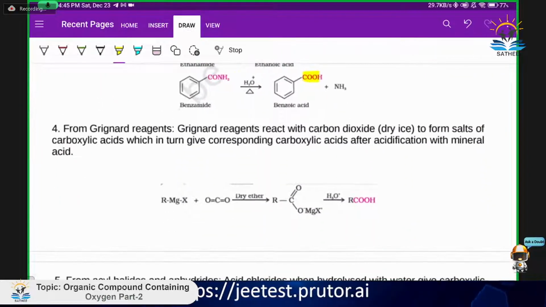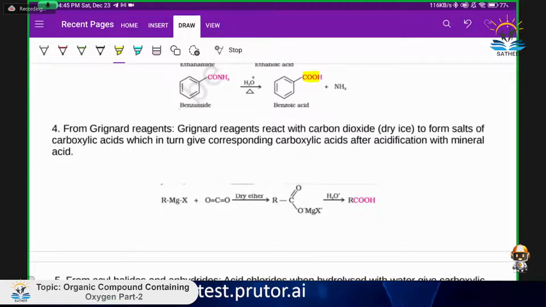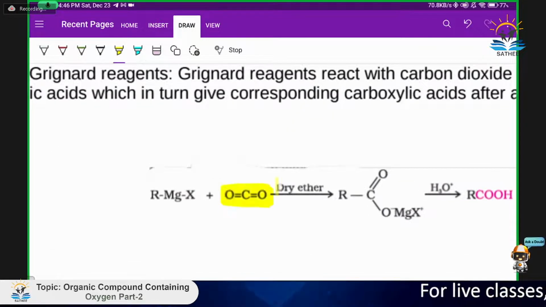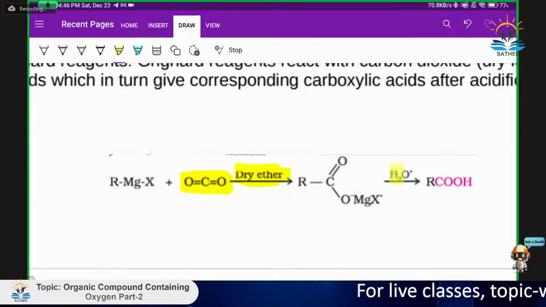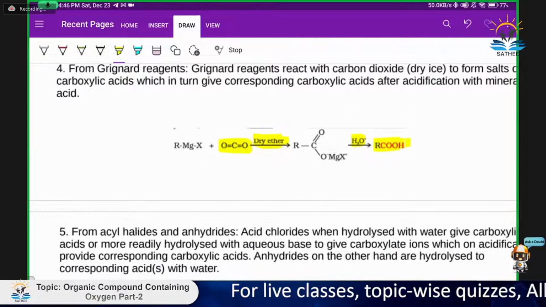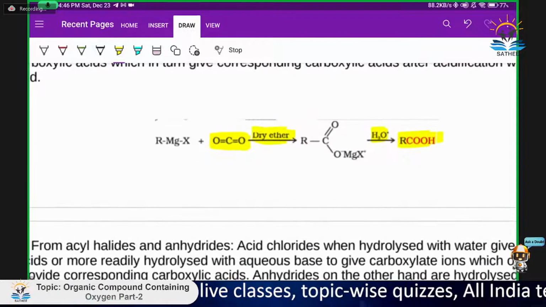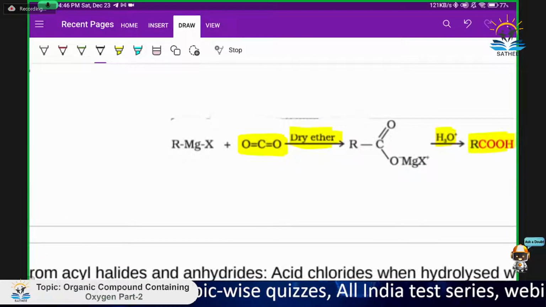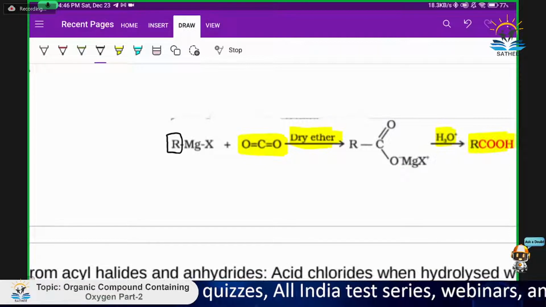Now from Grignard reagents. Grignard reagents react with CO2 to form salts of carboxylic acid, which in turn give corresponding carboxylic acids after acidification with mineral acid. So Grignard reagent reacts with CO2 in presence of dry ether. When we hydrolyze it, we get the corresponding carboxylic acid. What to note is that the carboxylic acid formed has one carbon more than the parent alkyl group.